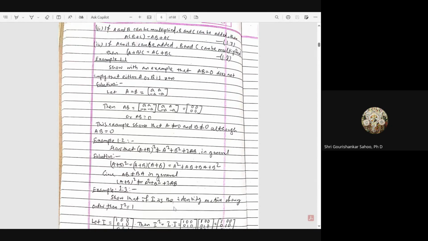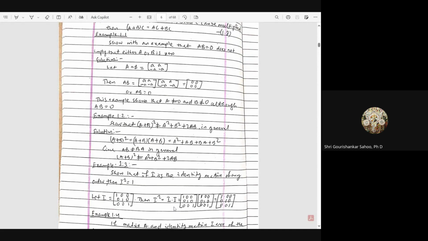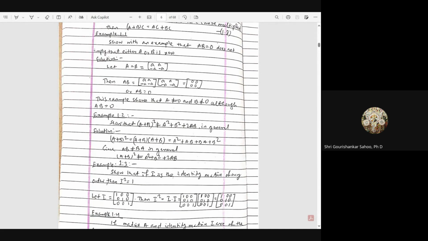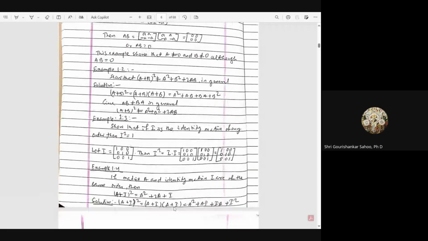So here are some examples. AB equal to 0 does not imply that either A or B is equal to 0. This can be seen on the screen. And (A plus B) square is not equal to A square plus B square plus 2AB. You can see here, the proof is shown on the screen.